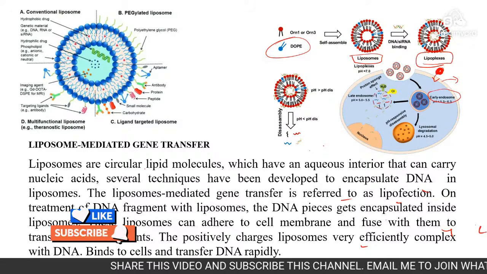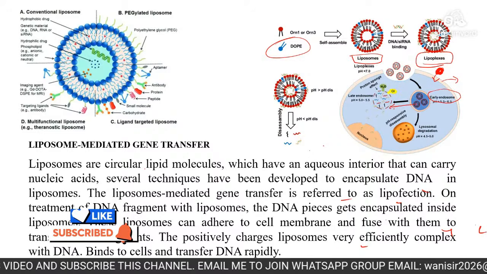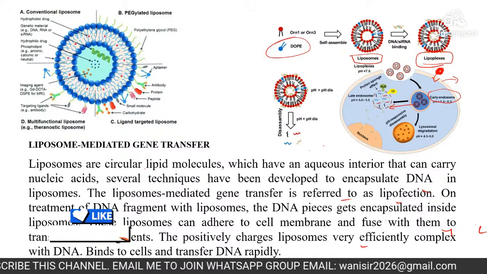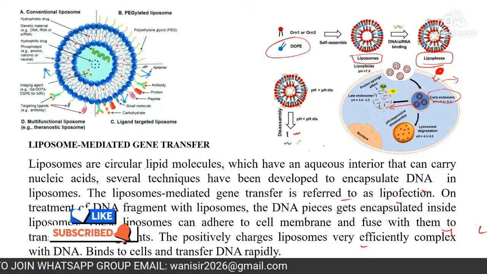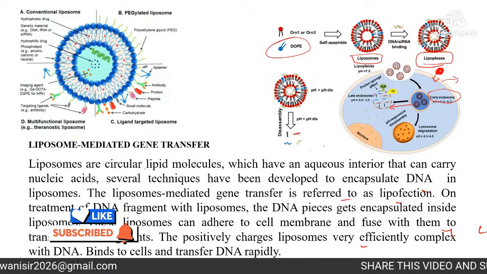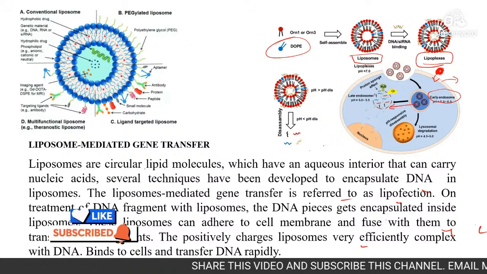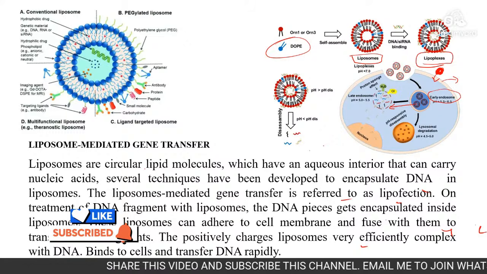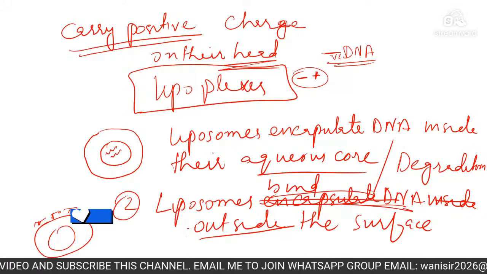Inside the cell, the DNA is released into the cytoplasm and moves towards the nucleus, and if the plasmid has a stable promoter, the gene is transcribed and translated into the protein. So this is the process. Now we will try to understand it step by step in an easy way.